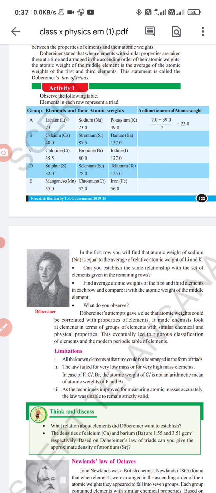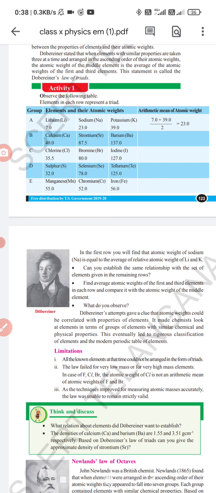Third point: as techniques improved for measuring atomic weights, that is atomic masses, accurately, the law was unable to remain strictly valid. As the atomic weight measuring techniques improved and they were measuring accurately, this law of triads was not valid. It does not remain valid for a long time. So it is also a limitation.